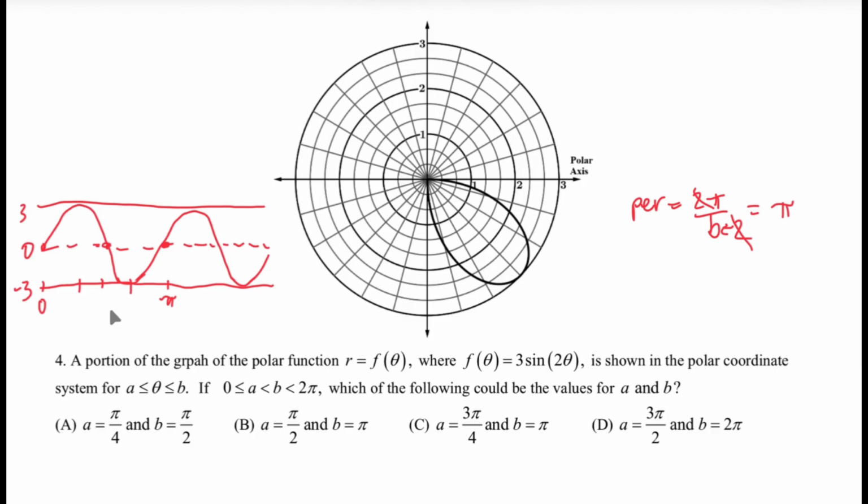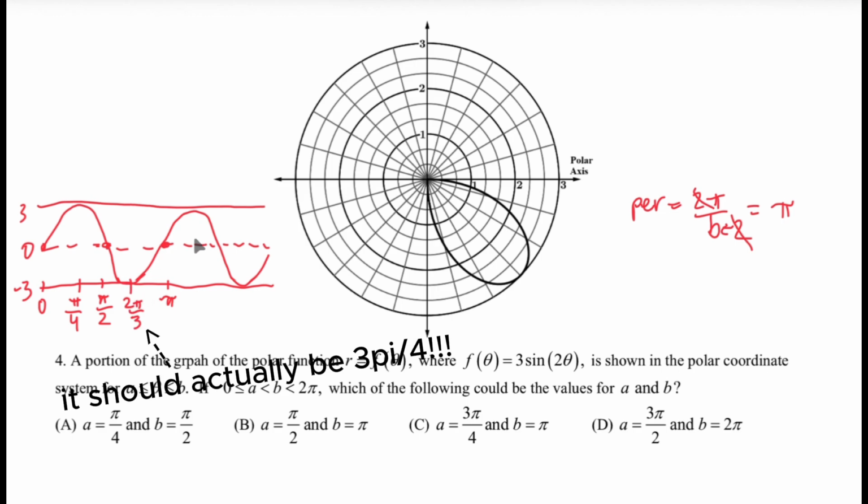Half of pi is pi over 2. Half of pi over 2 is pi over 4. And then here is 3 pi over 4. So that's our values. We can keep going here. So pi plus pi over 4 gives me 5 pi over 4. And we can keep going if we need to, but for now I'm going to stop there.